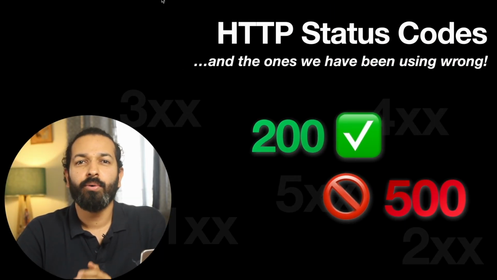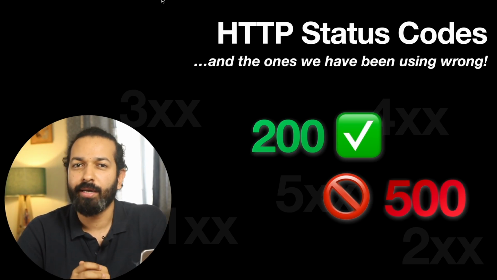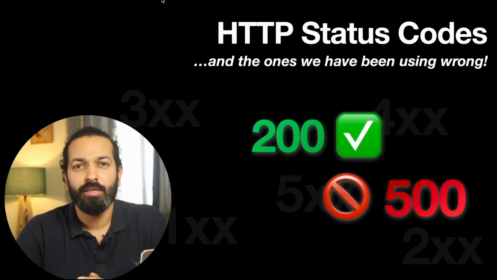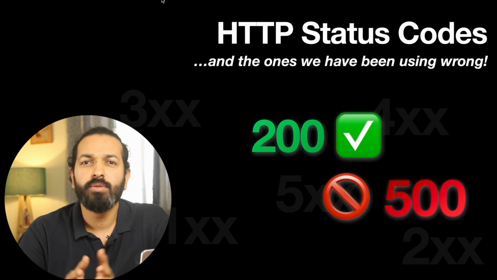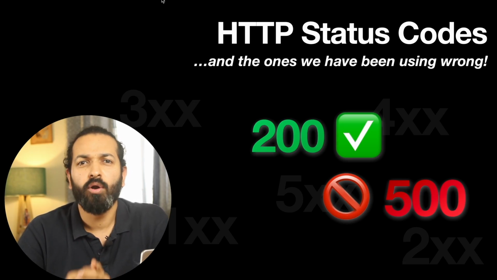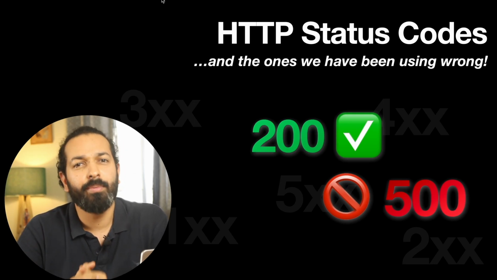Today we are going to talk about HTTP status codes. More specifically, the ones that most of us are using incorrectly. Now, status codes are not just random numbers. They are part of the API contract. They carry some meaning. They tell the client exactly what happened with the request. And if we misuse them, we create confusion and make debugging harder. And not just debugging, at times this can even break the SEO for web applications.